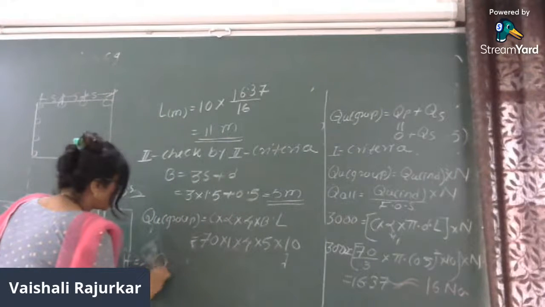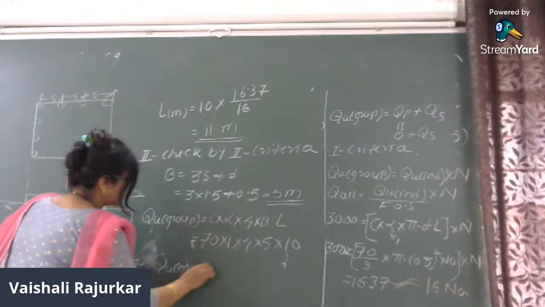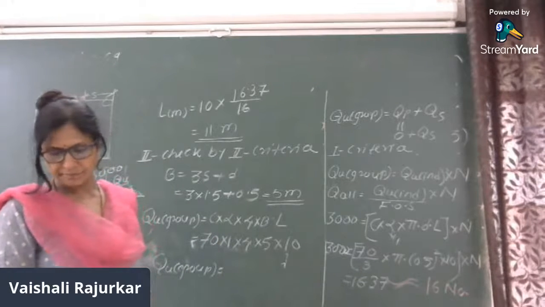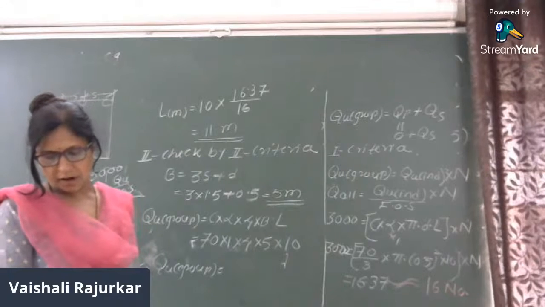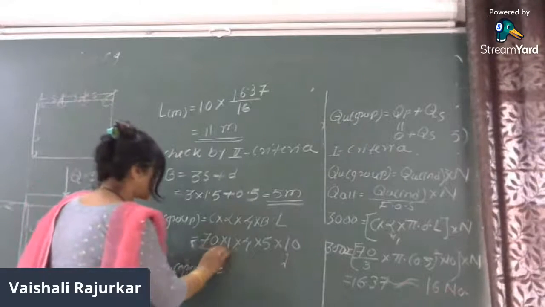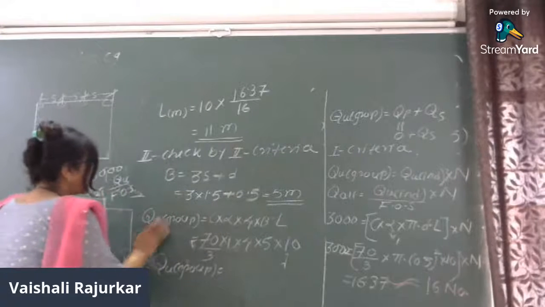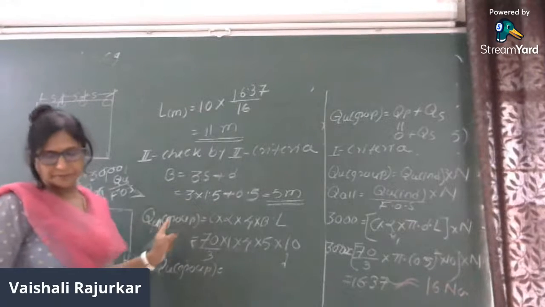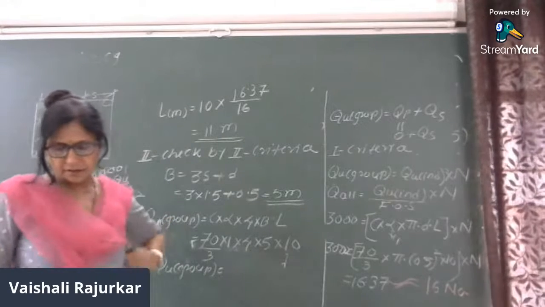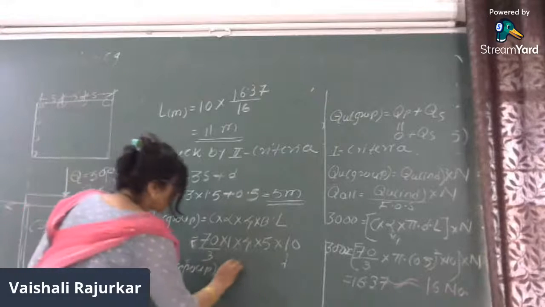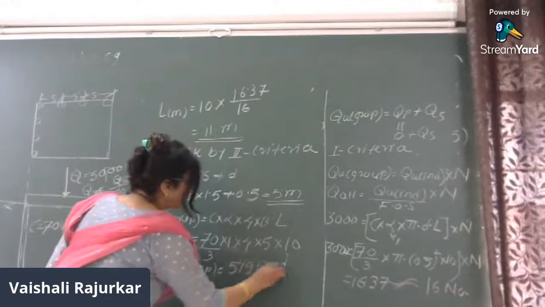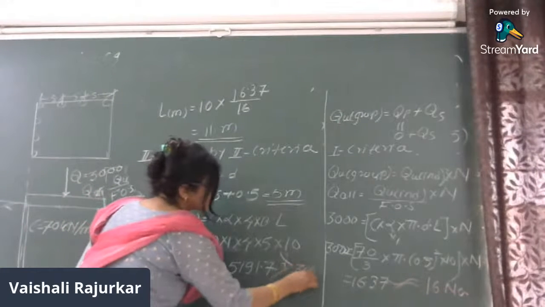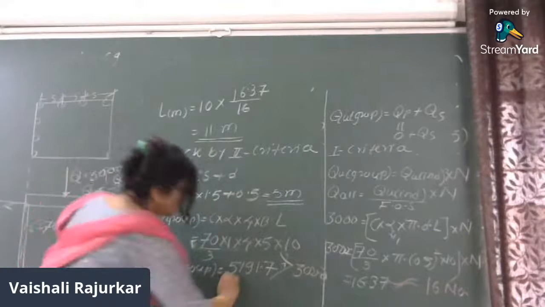So this Q group is found to be, again here we have taken into consideration the factor of safety. Then only it will be Q reliable, because we have to compare with the Q reliable. So here it is found to be 5191.7. So this value is greater than 3000. This value obtained is greater than 3000, means this is safe.